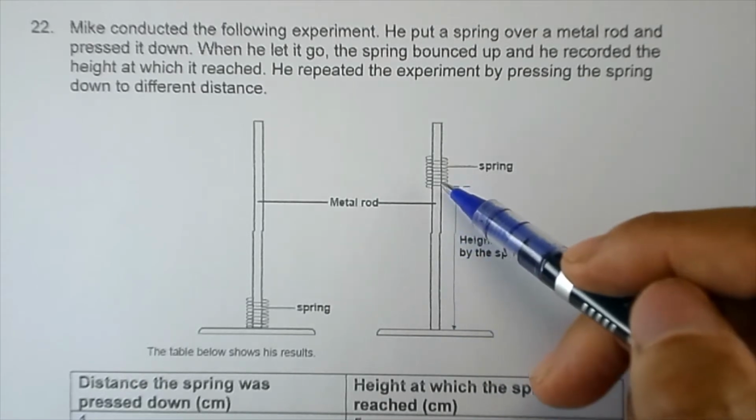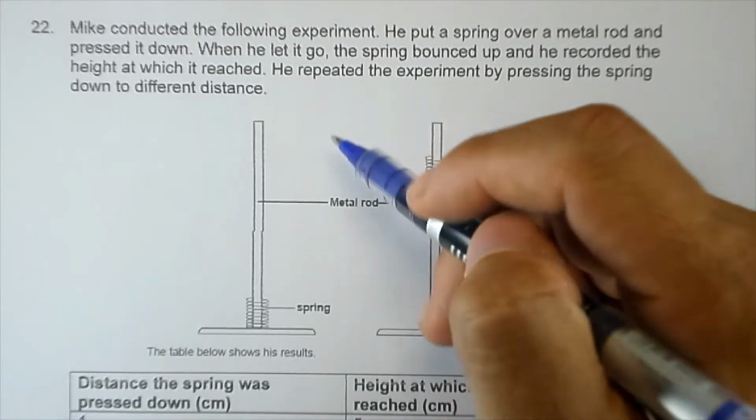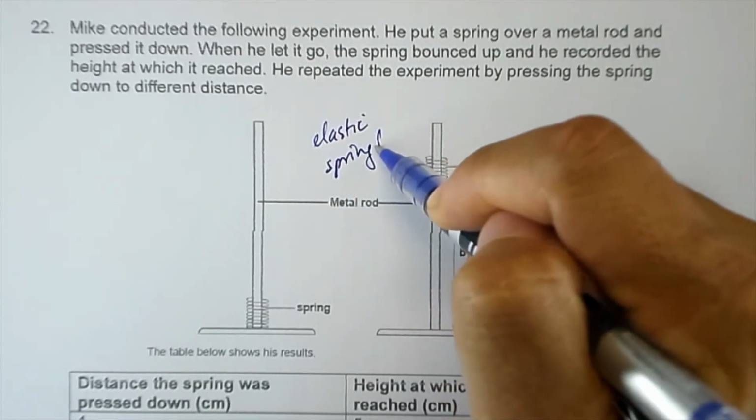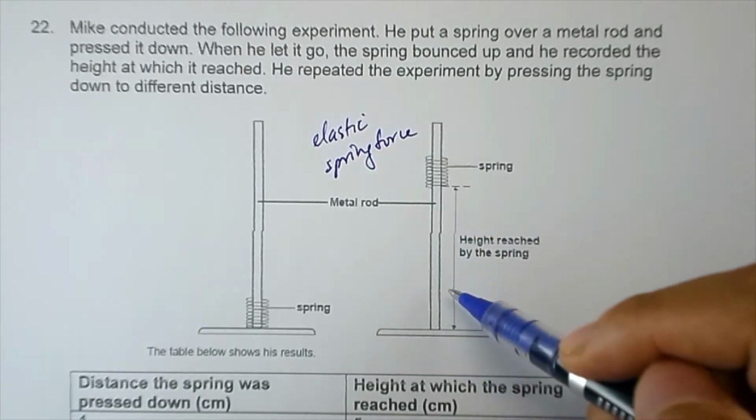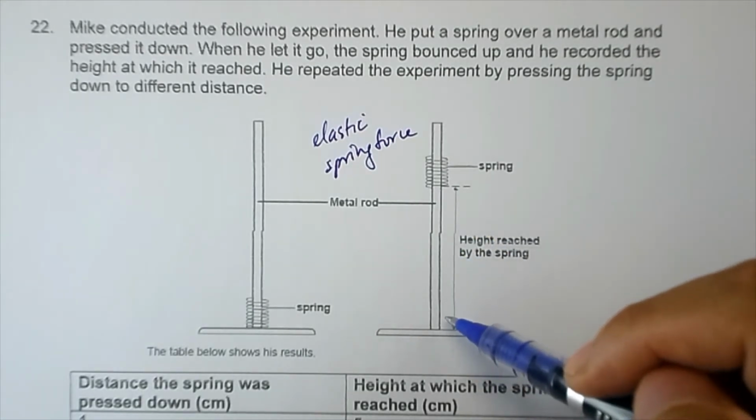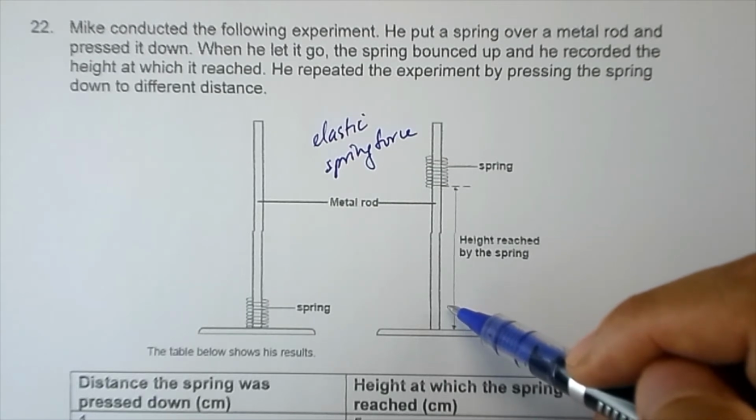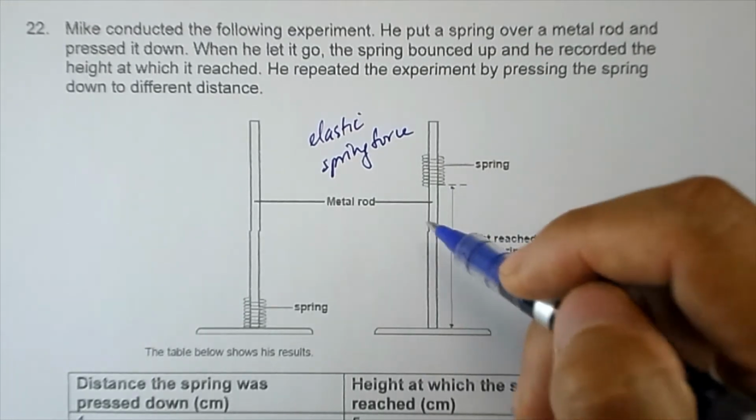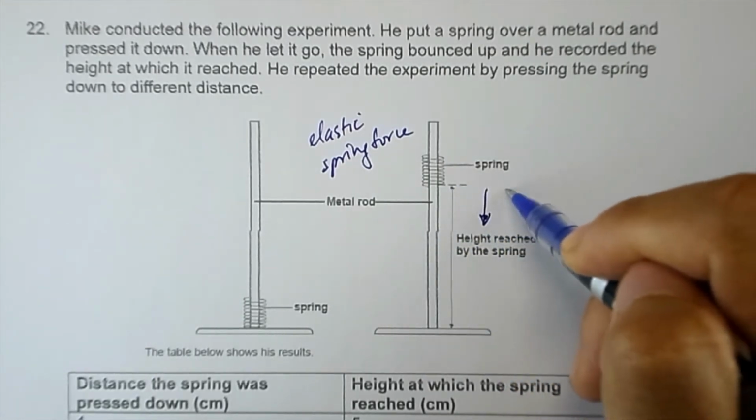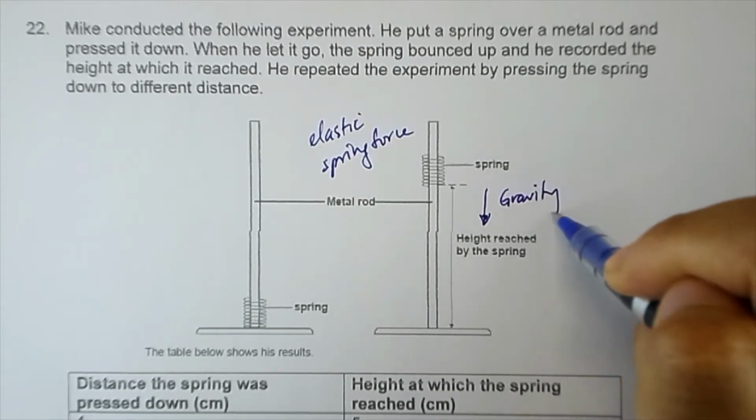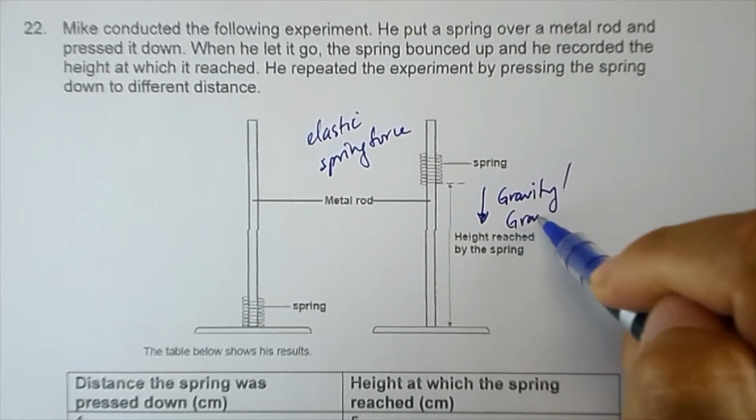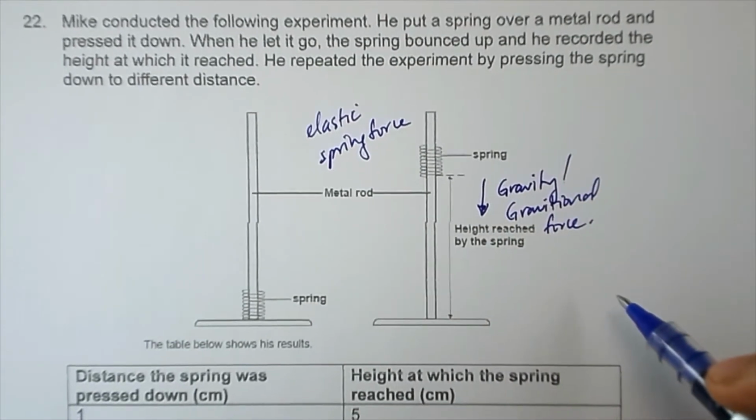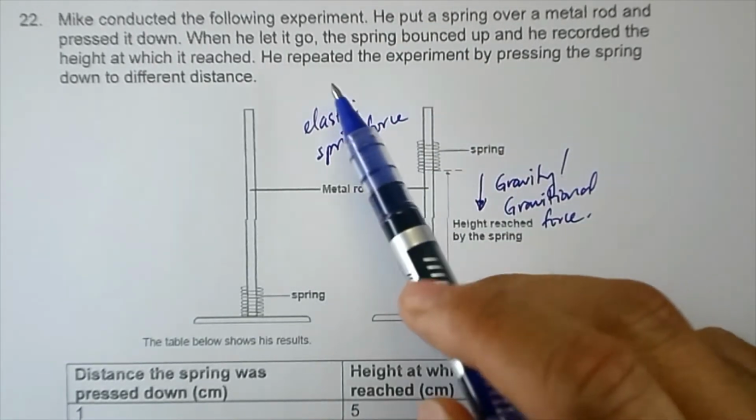So the reason why the spring goes up is because of the elastic spring force exerted by the hand onto the spring, which is a compression of the spring, and when it's released, the force of the spring pushes it upwards. And hence, when it comes down, it's due to the force of gravity or gravitational force. Right? Now we are ready to read on the question.